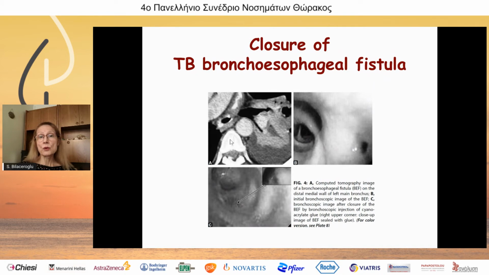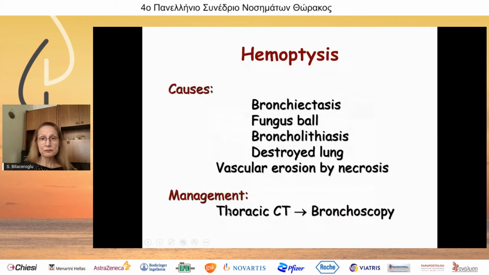Closure of a TB bronchoesophageal fistula is shown here. As you see, the esophagus is here and the distal part of the left main bronchus, and there is a fistula very difficult to see. During bronchoscopy, you see the orifice of the fistula, and they use cyanoacrylate to close it. After a while, several days later, they see it's closed.